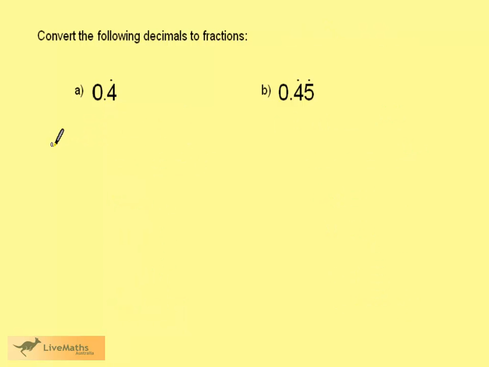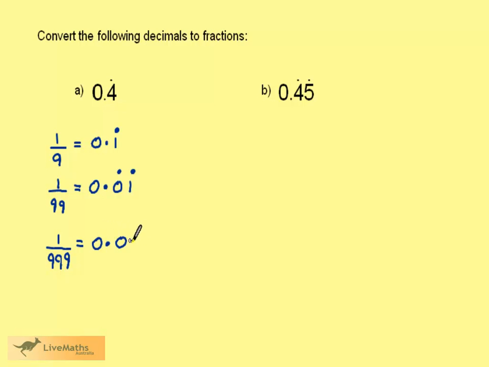Now let's consider the second method. For the second method, you need to remember that 1/9 is 0.1 recurring. 1 over 99 is equal to 0.01 recurring, with the dot over both the 0 and the 1. And 1 over 999 is equal to 0.001 recurring, with the dot over the first 0 and the 1.